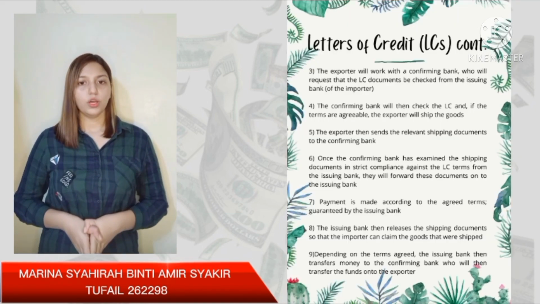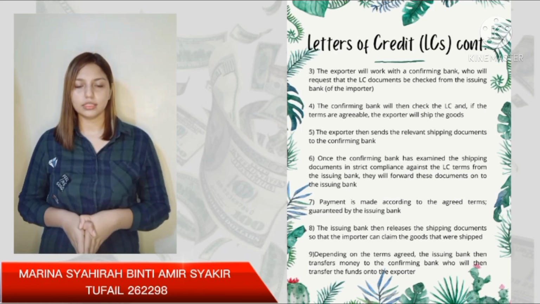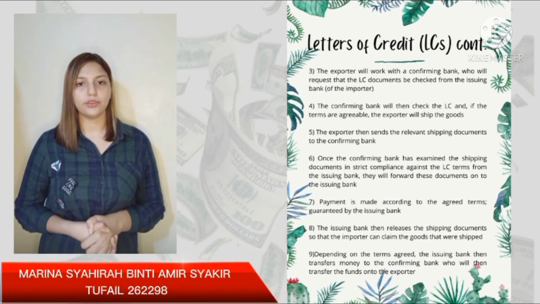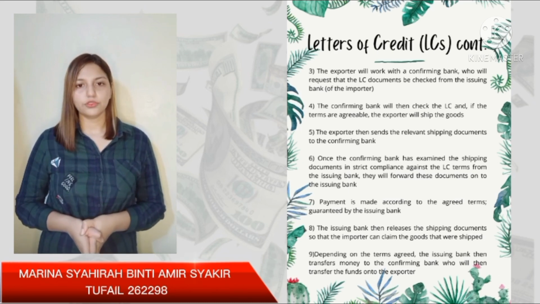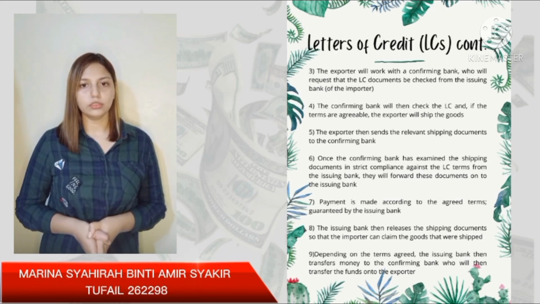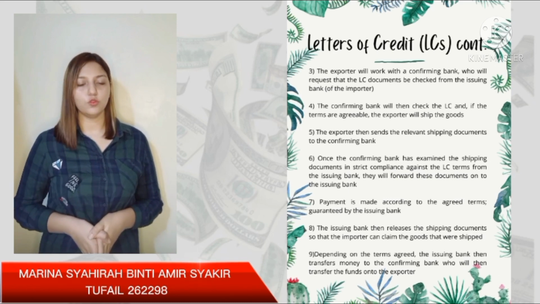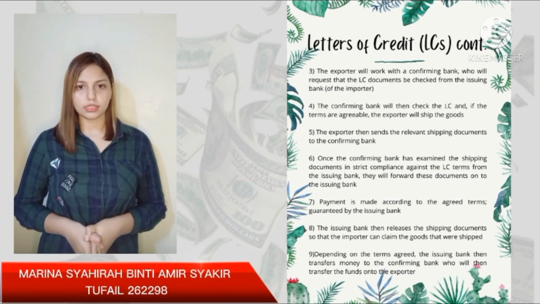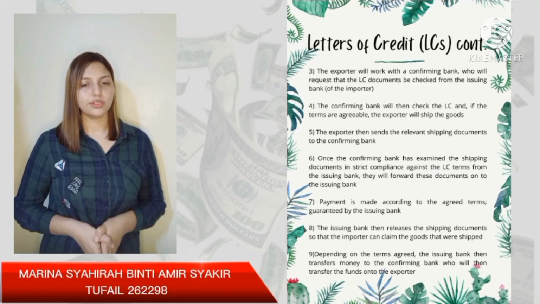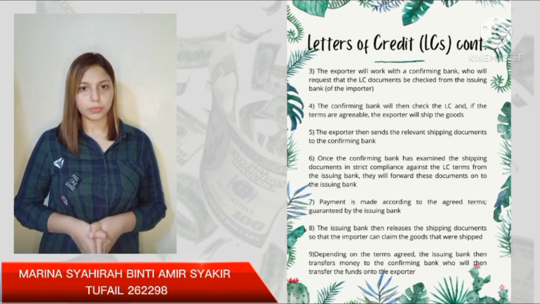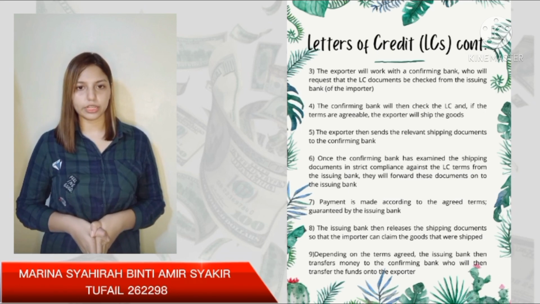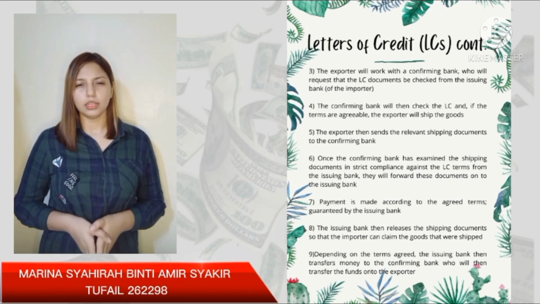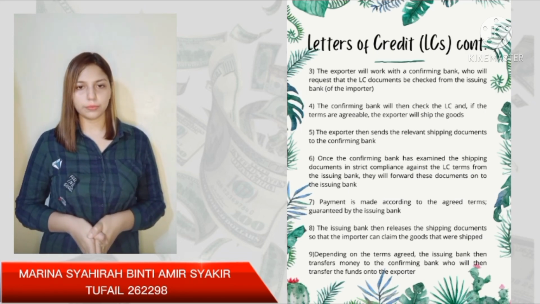Then the exporter will work with the confirming bank, who will request that the letter of credit document be checked by the issuing bank. Next, the confirming bank will check the letter of credit, and if the terms are agreeable, the exporter will ship the goods. After that, the exporter sends the relevant shipping documents to the confirming bank. Once the confirming bank has examined the shipping documents in strict compliance with the letter of credit terms from the issuing bank, they will forward the documents to the issuing bank.